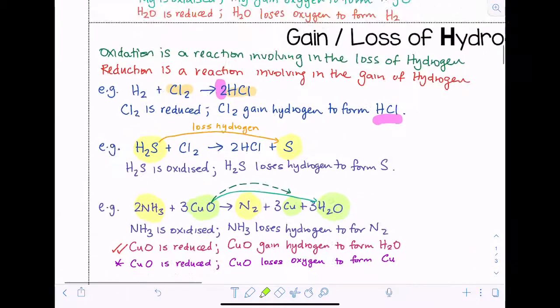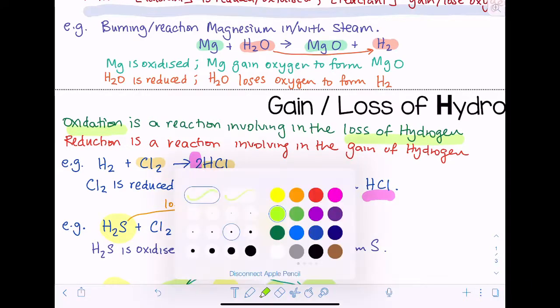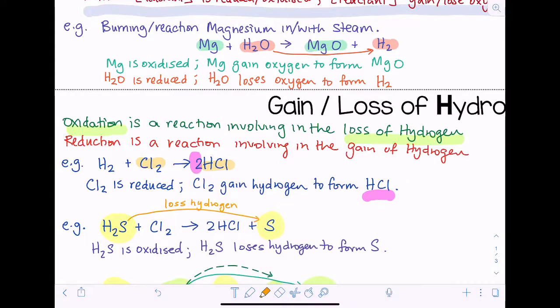I would like to reiterate what we have learned from this segment: when a substance undergoes oxidation or is oxidized, the equation shows that the substance has a loss of hydrogen. On this note, when a substance is being reduced, you can see from the equation itself that the substance gains hydrogen.